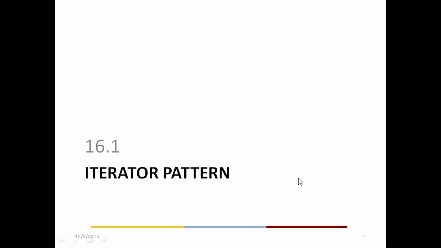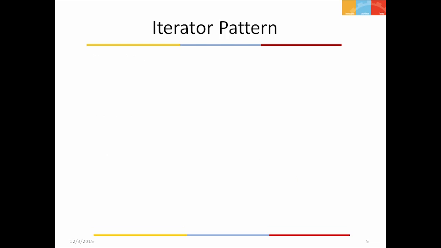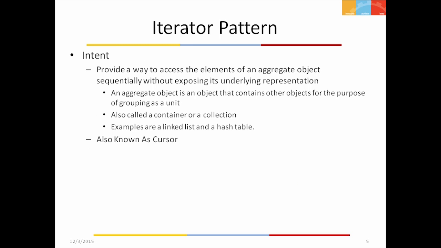So let's start with the iterator pattern. What is the iterator pattern and why is it required? Here the requirement is that it needs to provide a way to access the elements of an aggregate. Aggregate means set, list, tree, different types of data structure. It provides a way to access the elements of an aggregate sequentially, one after another, without exposing the underlying representation.